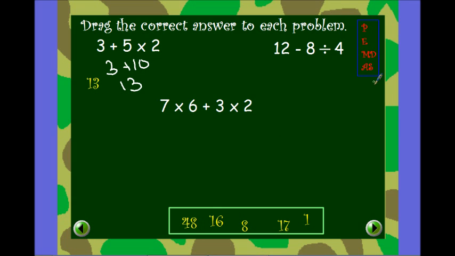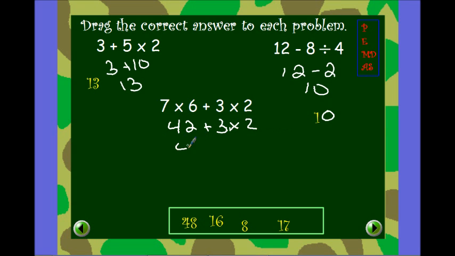Alright, over here I'm going to do division first. So I'm going to get 12 minus 2, which is 10. So it's actually supposed to be a 0 with that, so we're just going to draw one in there. Alright, and then over here we're going to do this multiplication, so this is going to be 42 plus 3 times 2. I got to do this multiplication now, so 42 plus 6. So 42 plus 6 is 48.